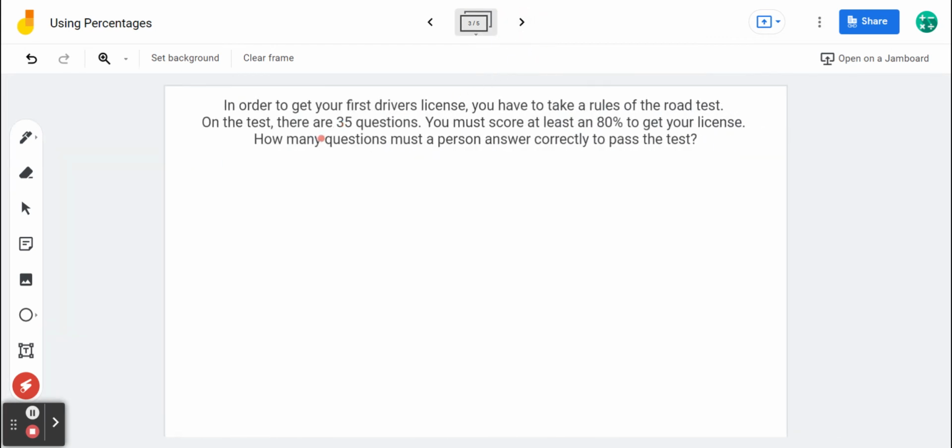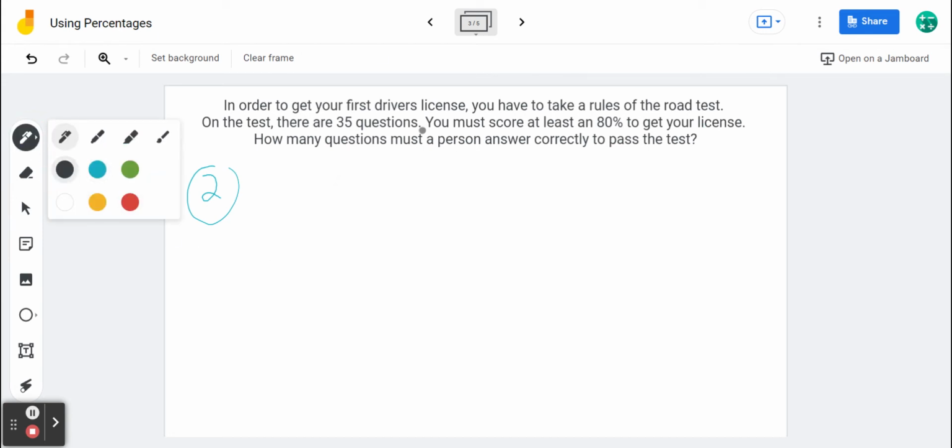Number two. This one's kind of long, so you do not have to copy this word problem down, but do label it. Just put number two. All right, let's go ahead and read this one. In order to get your first driver's license, you have to take a rules of the road test. On the test, there are 35 questions. You must score at least an 80% to get your license. How many questions must a person answer correctly to pass the test?